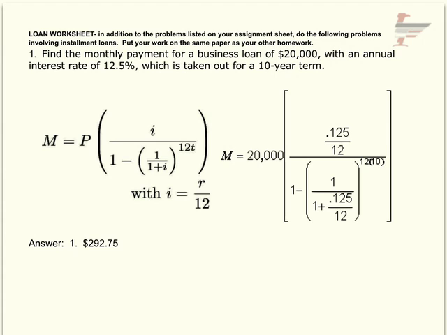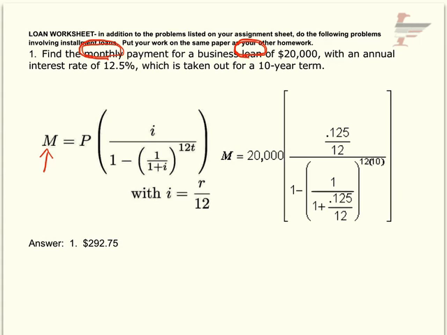Alright, I'm just going to really quickly talk through your loan worksheet. I'm going to point out keywords now that you're kind of familiar with all of this. Find the monthly payment for a business loan of $20,000 with an annual interest rate of 12.5%, taken out for a 10-year term. Monthly payment, loan: you're using the M formula, because you see monthly payment or loan, both keywords to use the M formula.